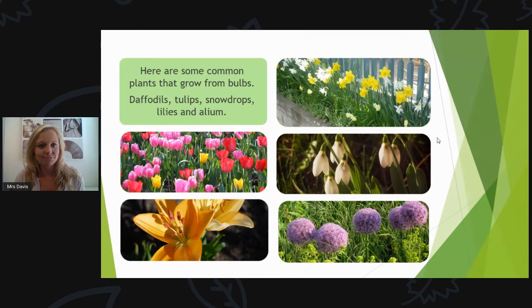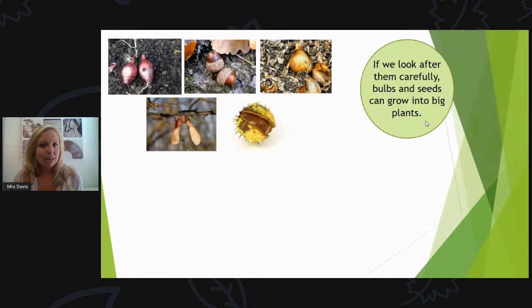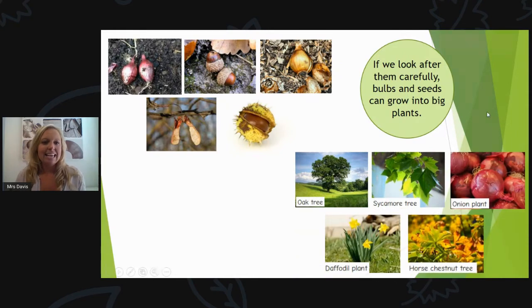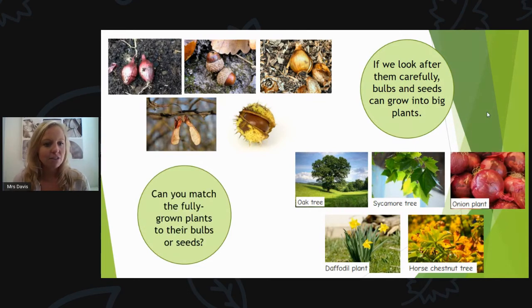Here we go. If we look after them carefully, bulbs and seeds can grow into big plants. So here is going to be your first task. Can you match the fully grown plants to their bulbs and seeds? Here are their bulbs and seeds, and here are the fully grown plants. I want you to pause the video and have a go at matching the pictures. Which picture do you think goes with which one?